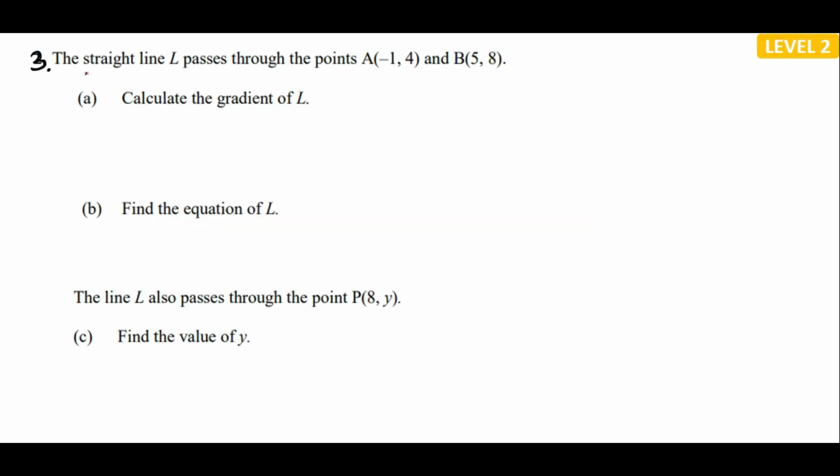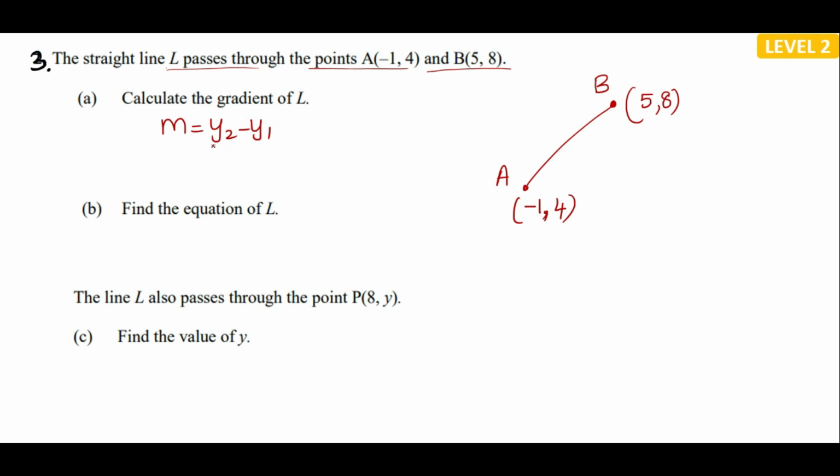Question 3. You have no figure given here in this question, so you have to read the question very carefully. The straight line L passes through the points A and B. If you don't have a figure, you can always make it a point to draw one, just a rough figure, so that you can just mark B as 5, 8, and A is going to be negative 1, 4. First question, the gradient of L, m equals y2 minus y1 over x2 minus x1.